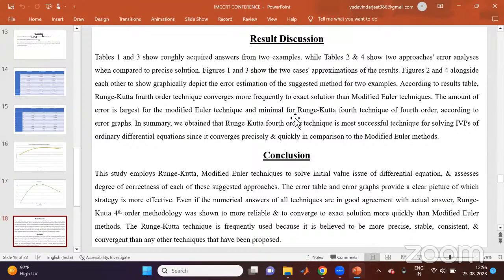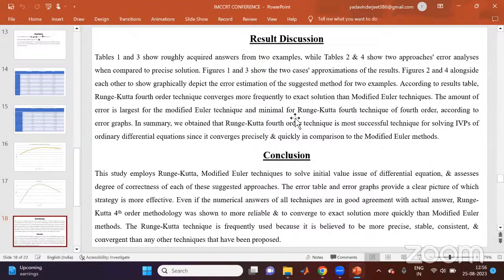Tables 1 and 3 show the approximate results acquired from the examples, while Tables 2 and 4 show the error analysis of the two approaches when compared to the precise solution. Figures 1 and 3 show the approximation of the results for the two cases. Figures 2 and 4 graphically depict the error estimation of the suggested methods for the two examples. According to the result tables, the fourth-order Runge-Kutta technique converges more quickly to the exact solution than the modified Euler technique, and the amount of error is larger for the modified Euler technique and minimal for the Runge-Kutta technique.